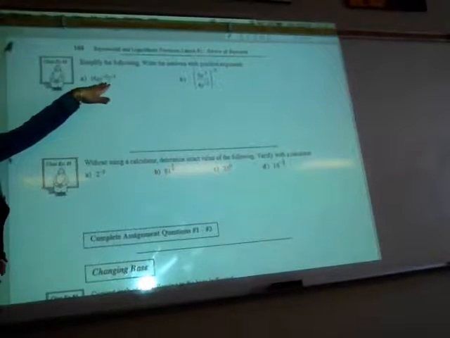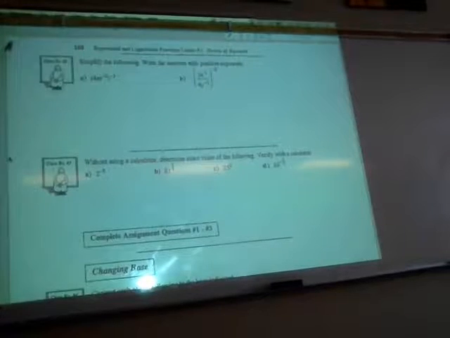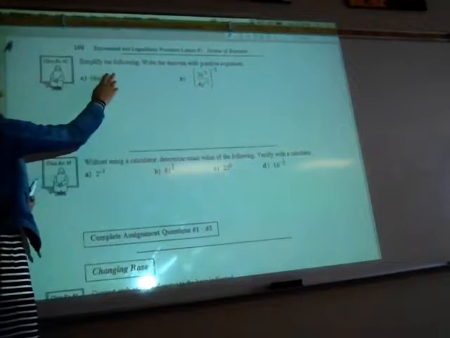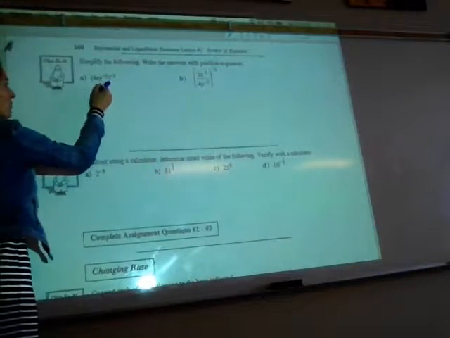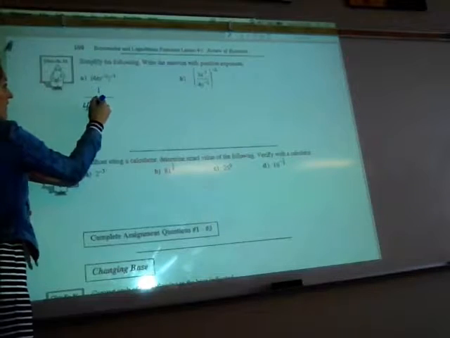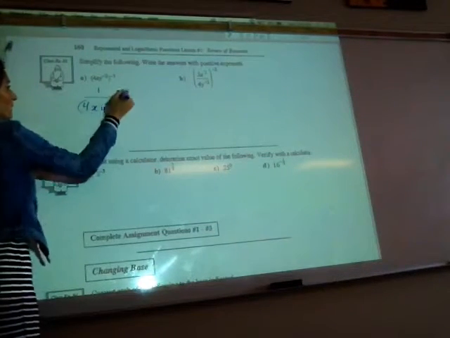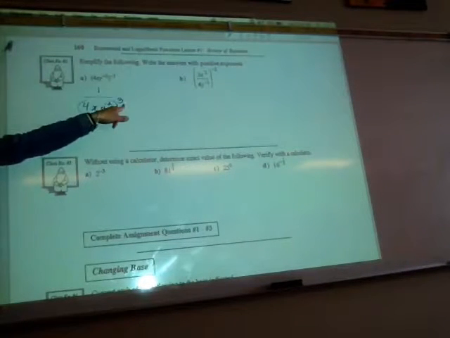We have (4x y^-2)^-3. So there are a few ways you can deal with operations on exponents sometimes. I could apply the negative 3 to each factor inside the brackets, or I could get rid of that negative right away. So I could turn this into 1 over (4x y^-2)^3. You only change the outside exponent.